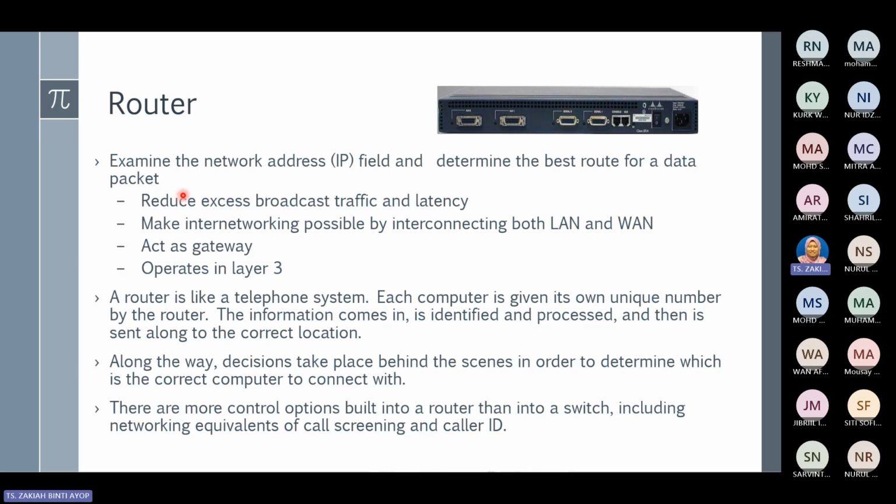By using this, it will reduce excess broadcast traffic and latency, because only the router would stop this broadcast domain. They segment it, because for the next hop or the next network, which is a different network, the router is the connector that bridges to the next network. It also makes internetworking possible by interconnecting both LAN and WAN. So the router has ports for both LAN and WAN, and it also acts as a gateway.